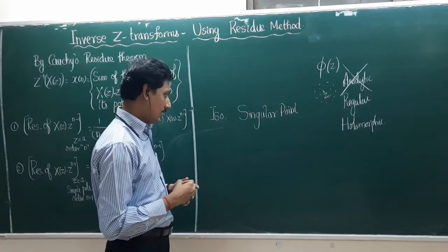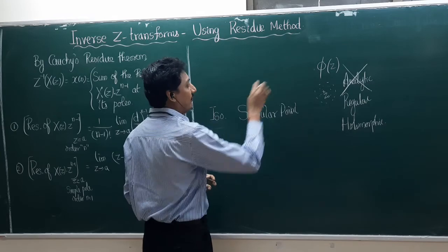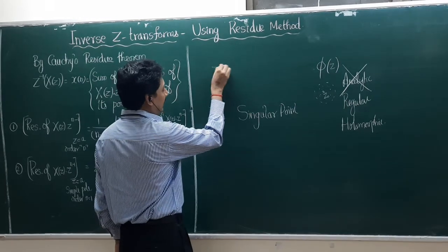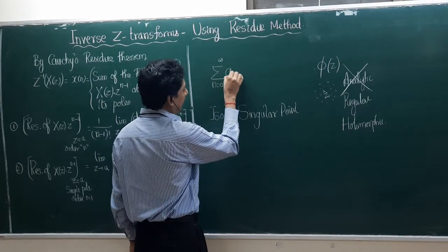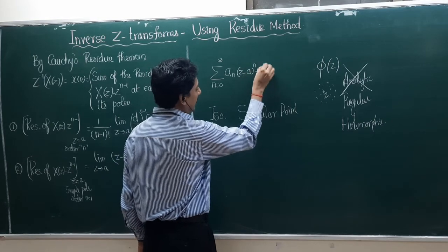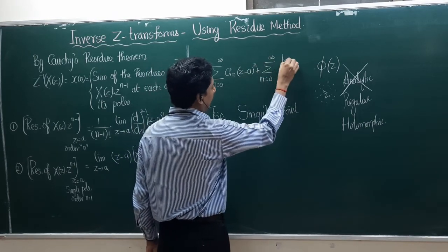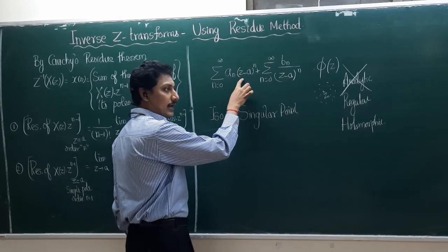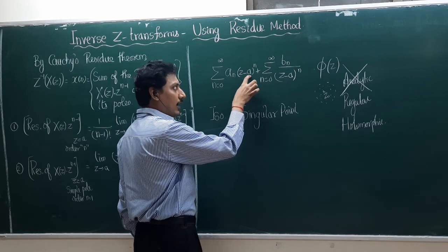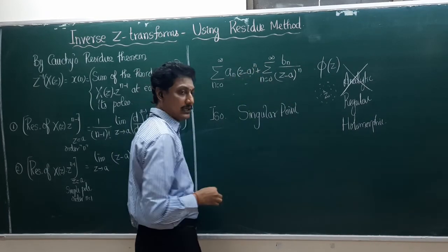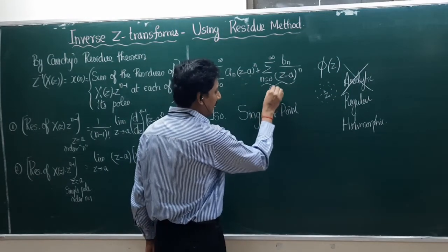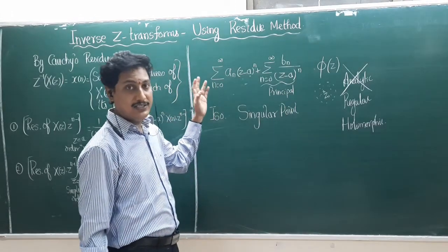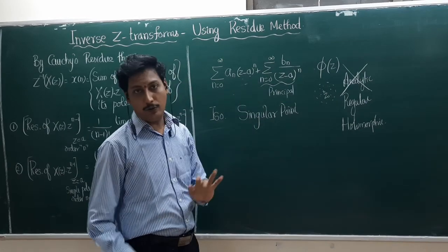When we expand this phi of z as a series, we get sigma n equal to 0 to infinity a_n into (z minus a) whole power n, plus sigma n equal to 1 to infinity b_n by (z minus a) whole power n. The first part is the positive powers of z minus a, and this is the negative powers of z minus a. The negative powers of z minus a are called the principal part of the Laurent expansion of phi of z about the point z equal to a.